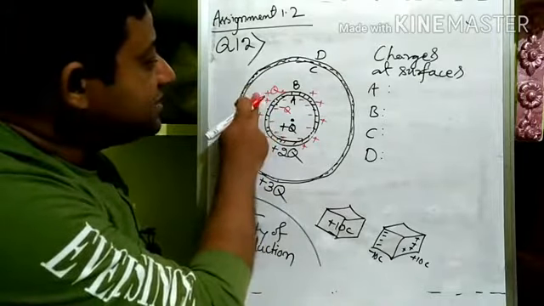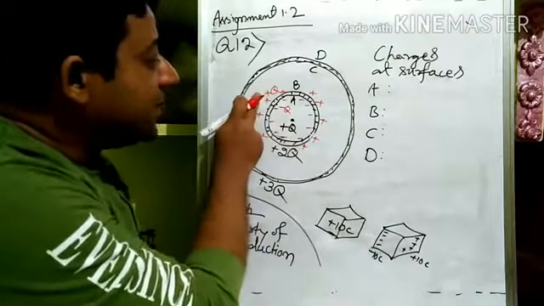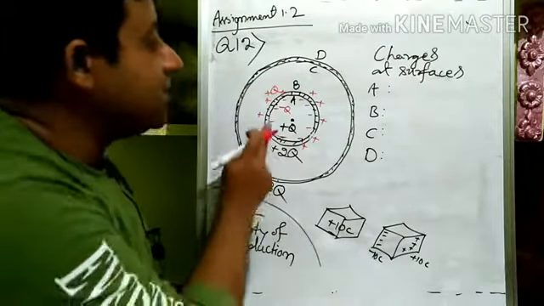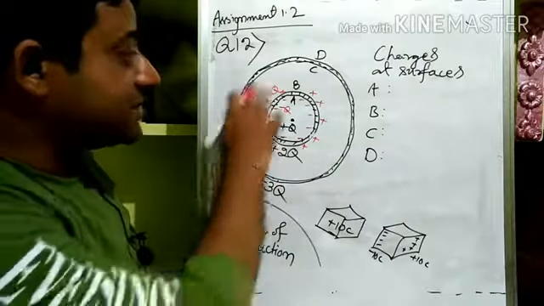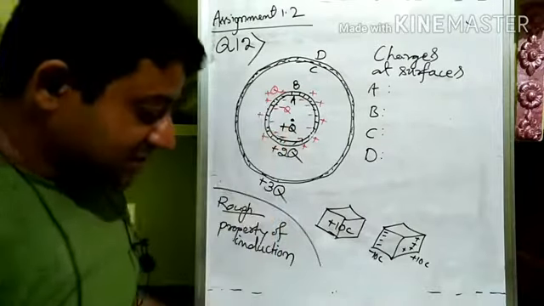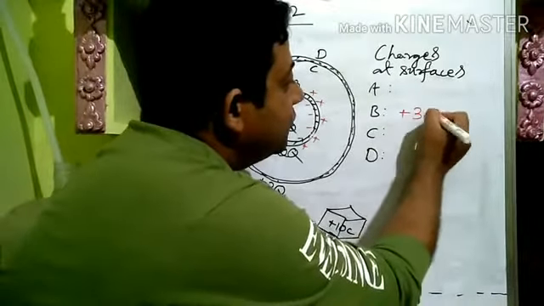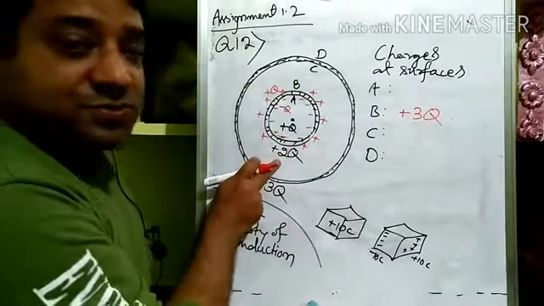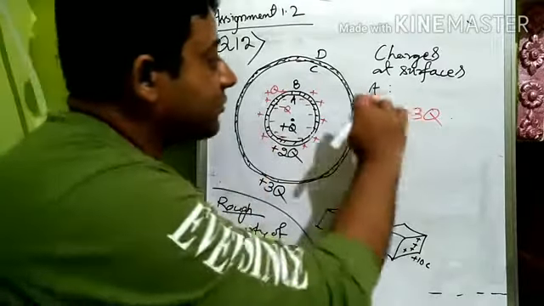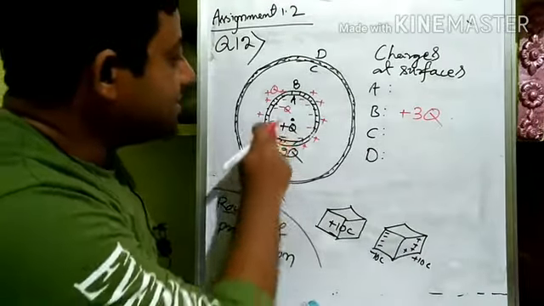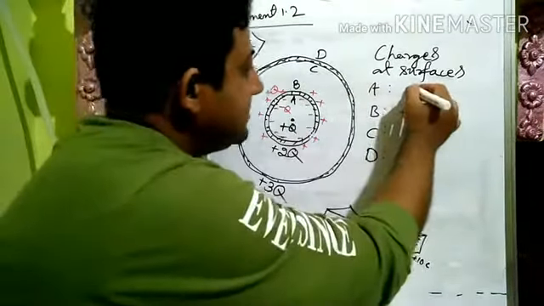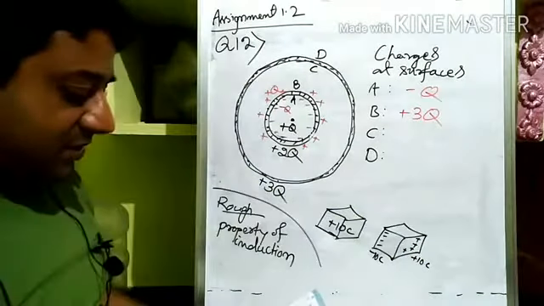So plus Q is developed due to this induction property, and plus 2Q was given already to surface B. So what is the charge on surface B? That is plus Q plus 2Q, so totally plus 3Q is there on the surface. What charge is there on surface A? That is minus Q, right?